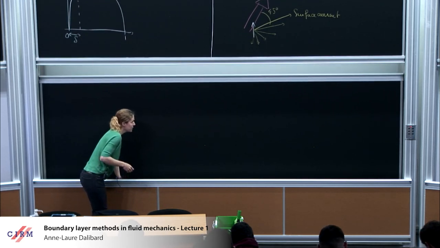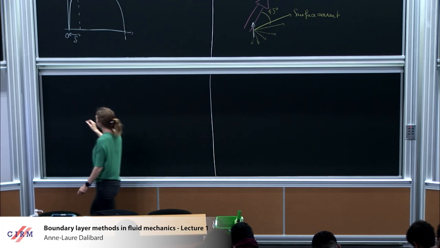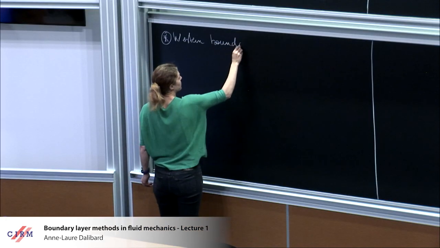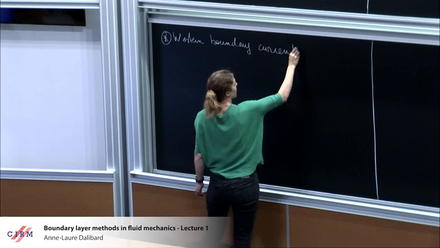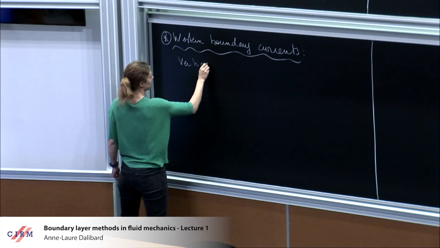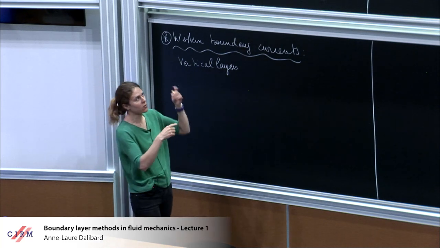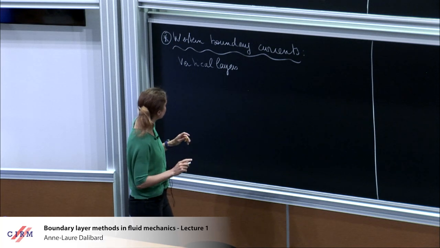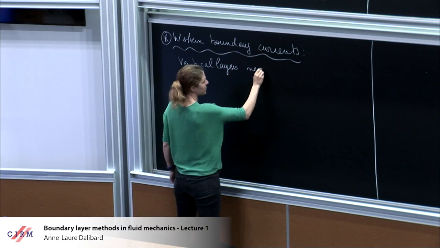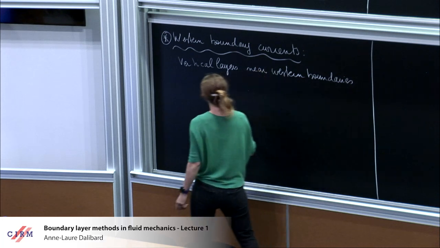And the other ones that I will be talking about a lot are Western boundary currents. Western boundary currents are vertical layers. They also come in high rotation flows with a low viscosity, but in a slightly different way. They are vertical layers that are formed near the western boundaries of oceanic basins.